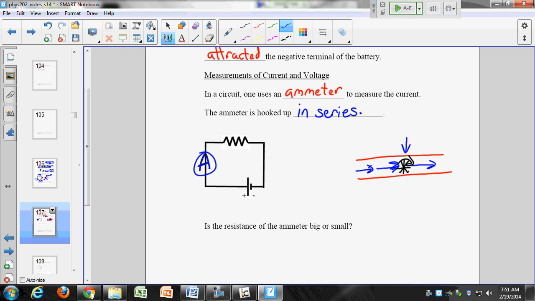So the resistance of the ammeter is very, very small. Basically, the resistance of an ammeter is similar to the resistance of a wire. It's negligible.